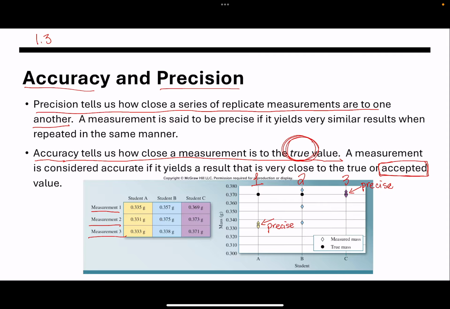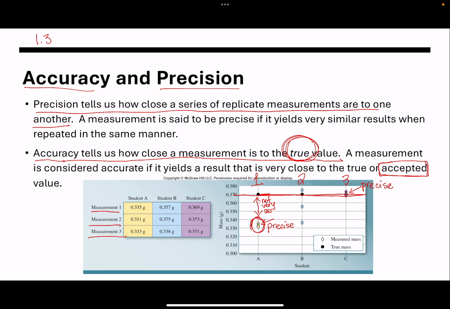So over here on our graph again, we see that the black dots represent the accepted value. So it goes along this line right here. Now in measurement one, we have these three measurements right here that were very precise. They were all very similar, but look how far away they are from the accepted value. So these were precise measurements, but they were not very accurate.